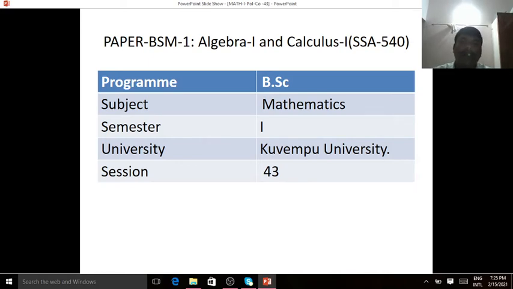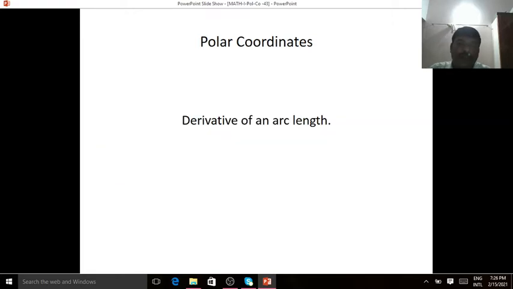Hello to everybody. Today we have to discuss polar coordinates. In polar coordinates, we have discussed the derivative of an arc length.